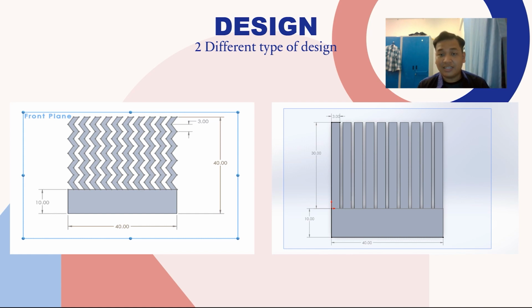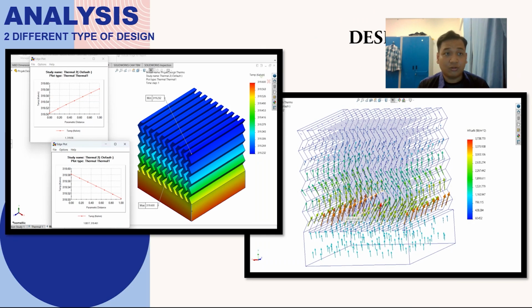The second one is a straight, normal pattern, like a fries loop. The base is still the same, 10 millimeters, and the height is also the same, 30 millimeters. So overall, it's the same as the zigzag pattern, 40 millimeters. So we go on to the analysis.